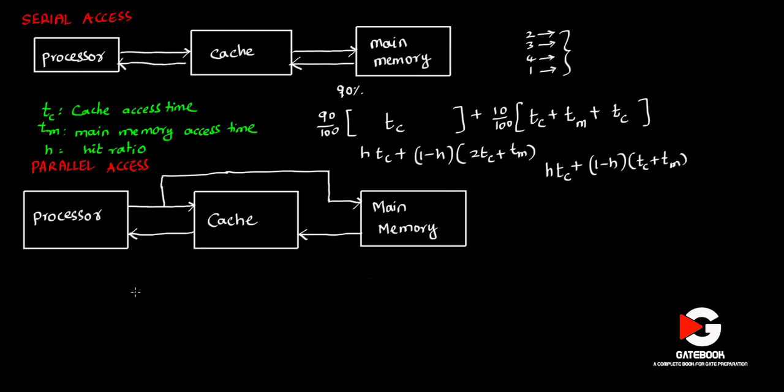Let's look into parallel access. In parallel access, you can see two paths: one is connected to the cache, and one is connected to main memory. That means we access the cache and main memory parallelly. Because of that, what advantage do we get? I have to draw this picture to explain the advantage.